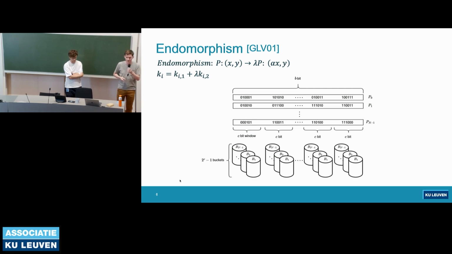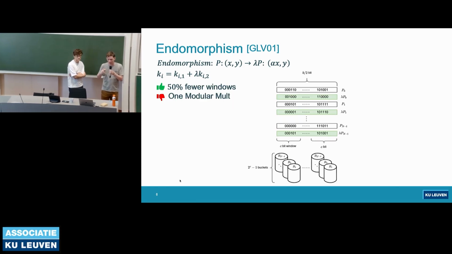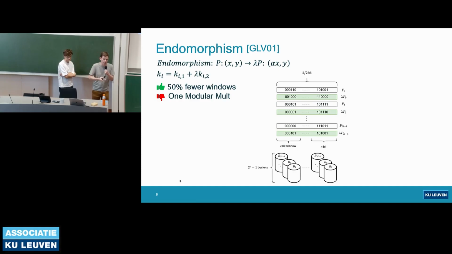And this property says that if you have an elliptic curve point P, you can cheaply compute lambda times P, with lambda a scalar that is a constant for the curve. And this optimization will allow us to split every scalar into two parts that are more or less half the size of the initial scalar, and then have double the amount of points, the points and the endomorphisms of the point, that need to be put in the buckets.